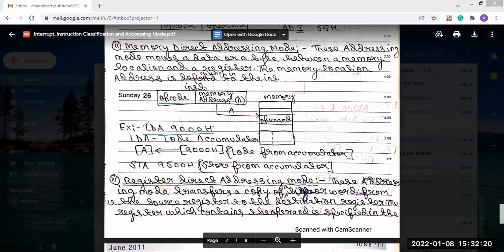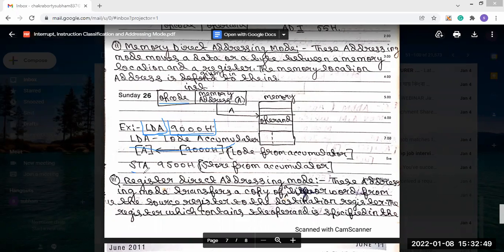This is the opcode section. LDA is the opcode section. And this is the memory address. So that's how the instruction is divided. Inside this memory address, the data is stored. The data is stored inside this memory address, and that data should be transferred to the accumulator. So LDA means load accumulator.